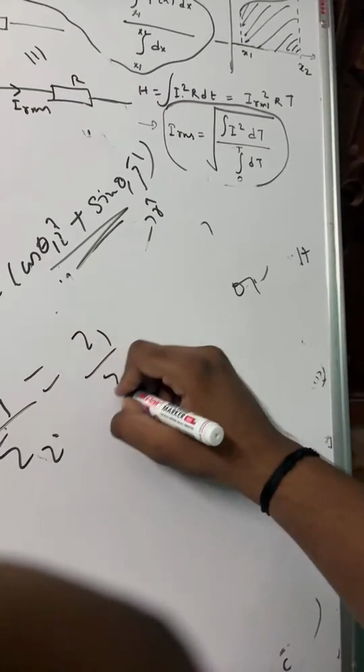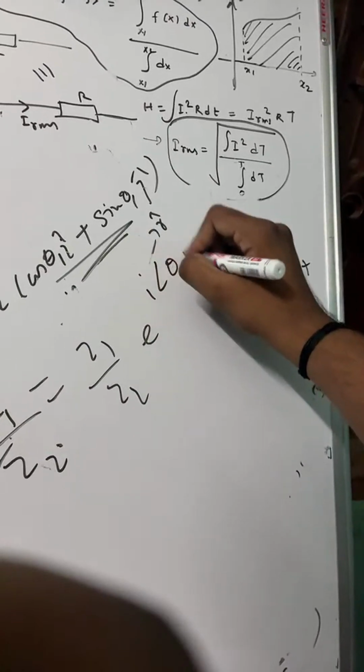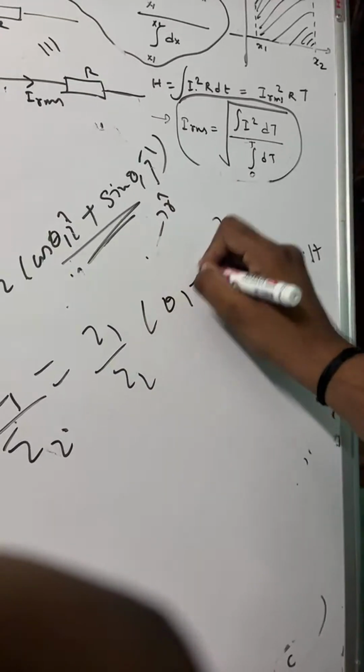It will become Z1 by Z2 e to the power i (theta 1 minus theta 2). You can prove it like that only, right?